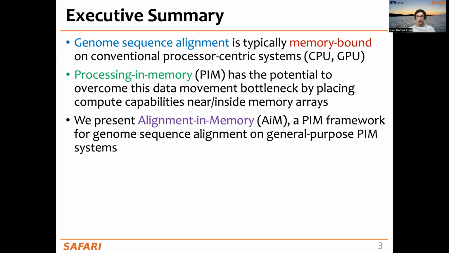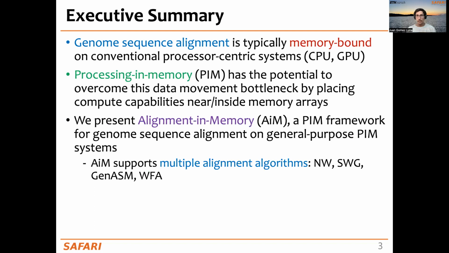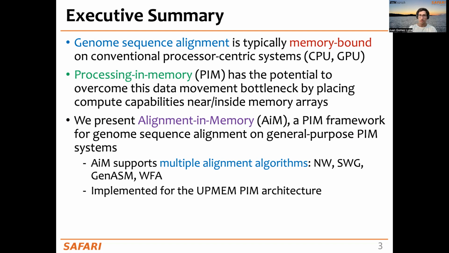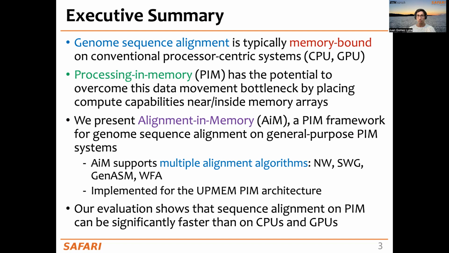In this work and in this lecture, we present alignment in memory, a PIM framework for genome sequence alignment on general purpose PIM systems. The alignment in memory framework supports multiple alignment algorithms like Needleman-Wunsch, Smith-Waterman, GenASM, and the WFA algorithm, and its first version has been implemented for the PIM architecture. In our evaluation, we will see that sequence alignment on PIM is really promising and has the potential to be significantly faster than on CPU and GPUs.